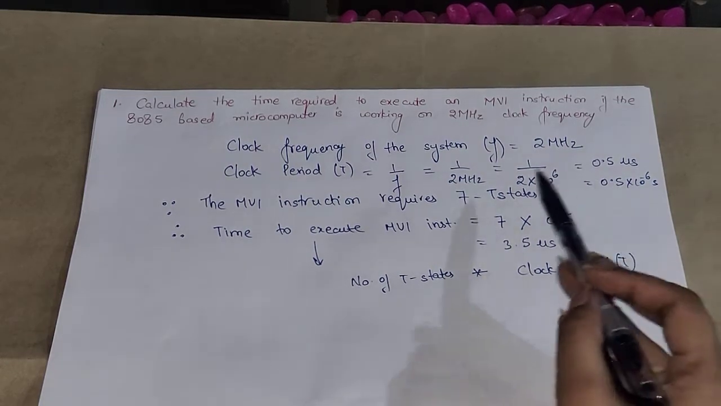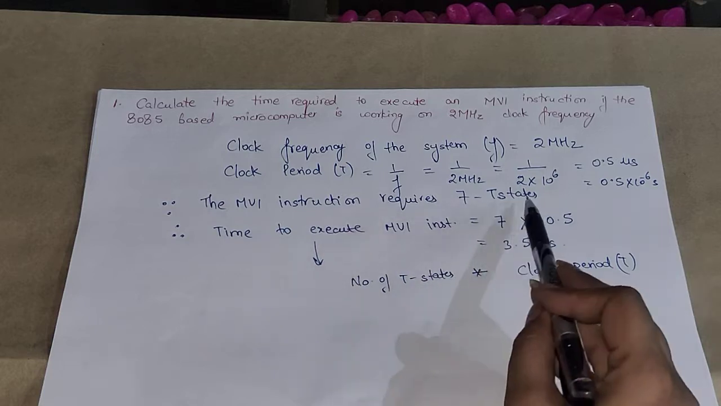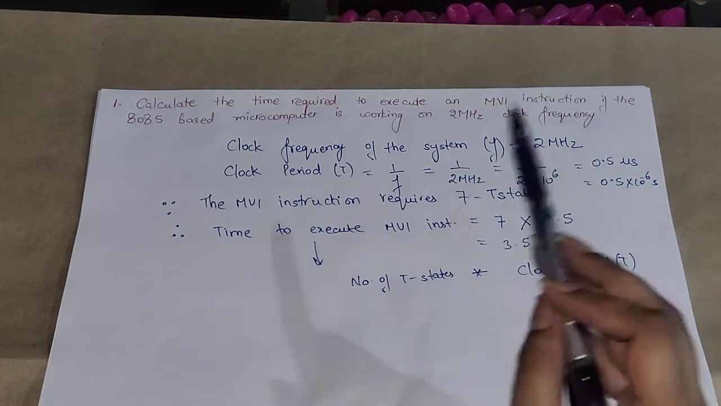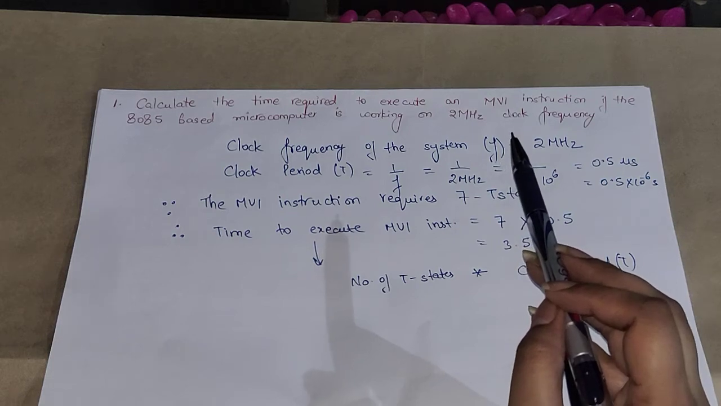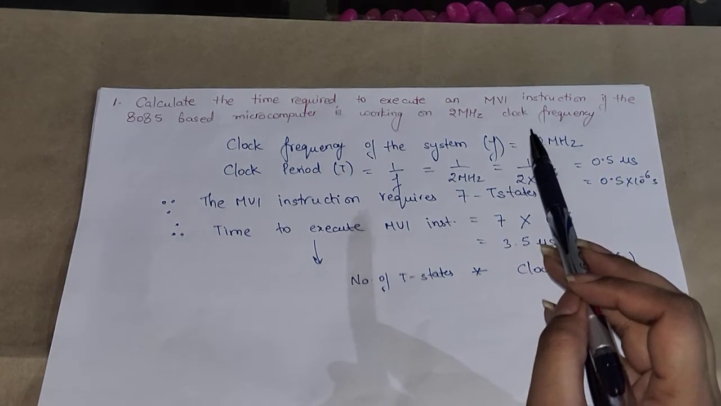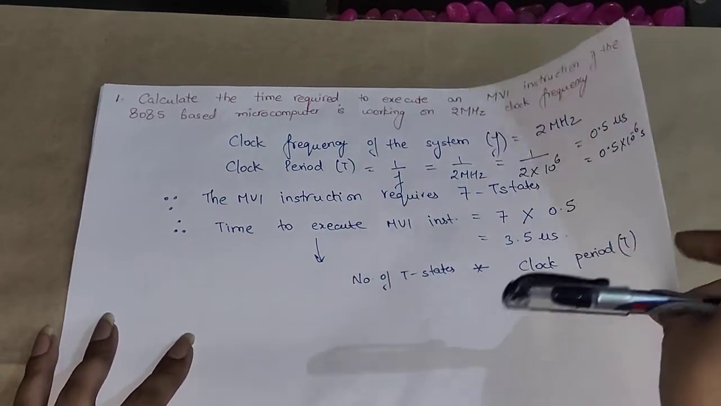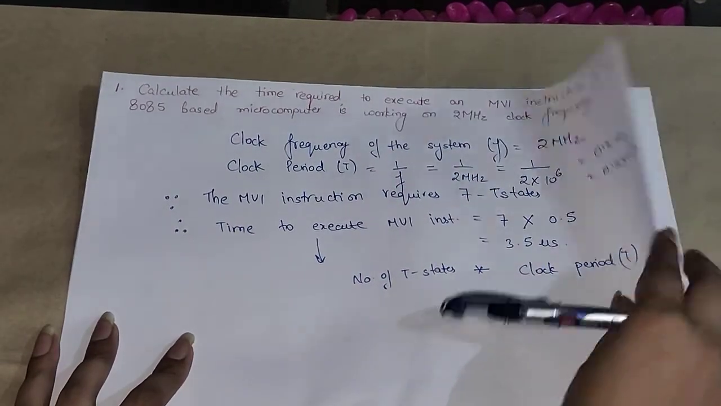You might wonder how I knew that MVI requires 7 T states. Whenever a question comes in the exam, it will be given to you which instruction consumes what number of T states. This is given to you. Okay, let's move to the second question.